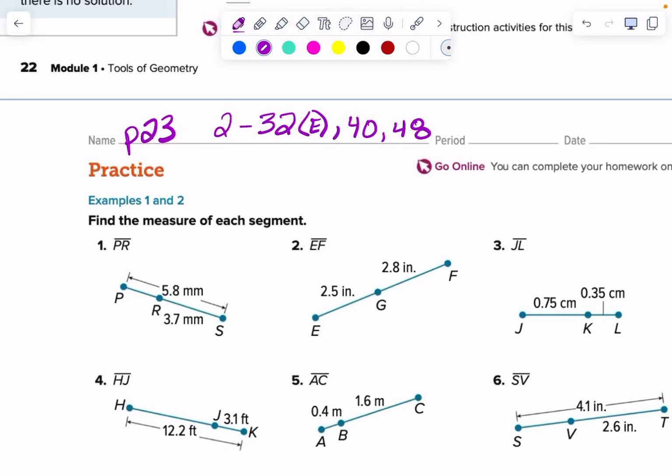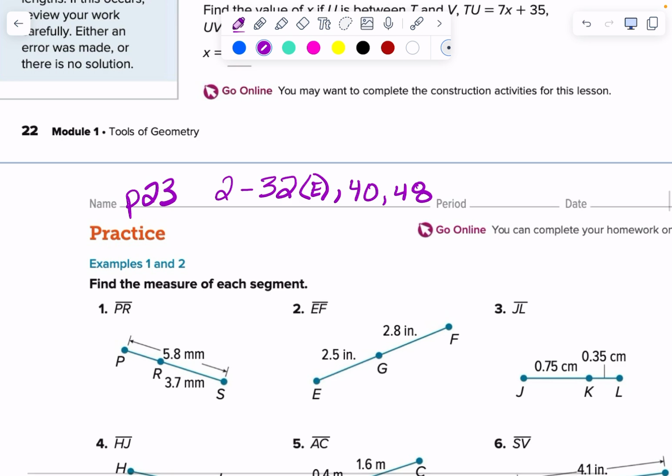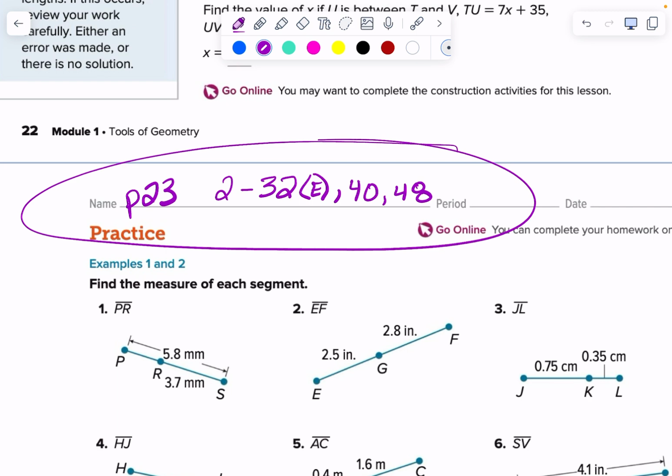2 through 20. It will get better. All right, Aubrey, this is section 1-3. We are on page 23. Here's the homework assignment. If you guys want to write this down, go for it. This is homework for 1-3.